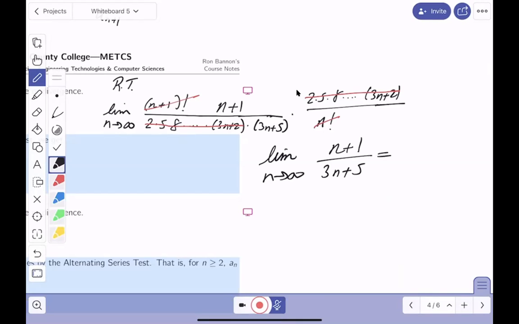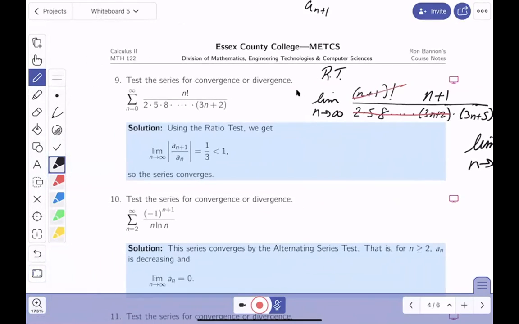What do you get over there? 1/3. All right. And what do we use? The ratio test. This is less than 1. So what do we know? It's convergent. All right, not bad. All right, so the next one.